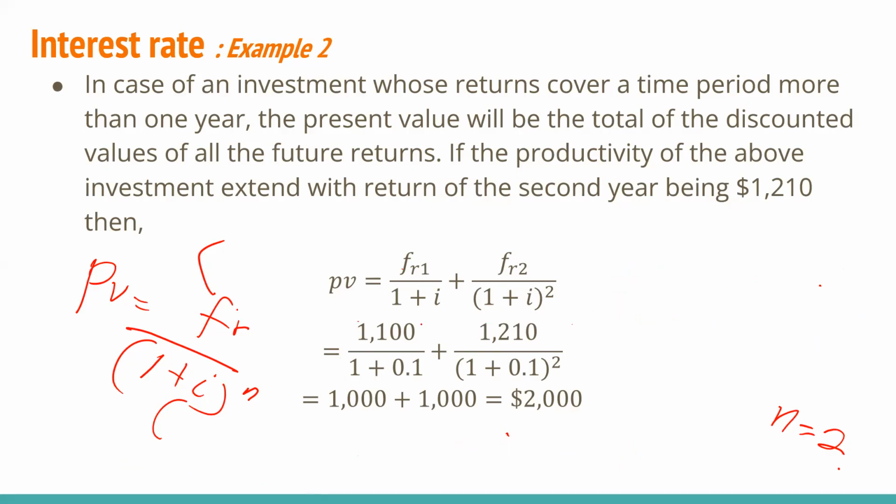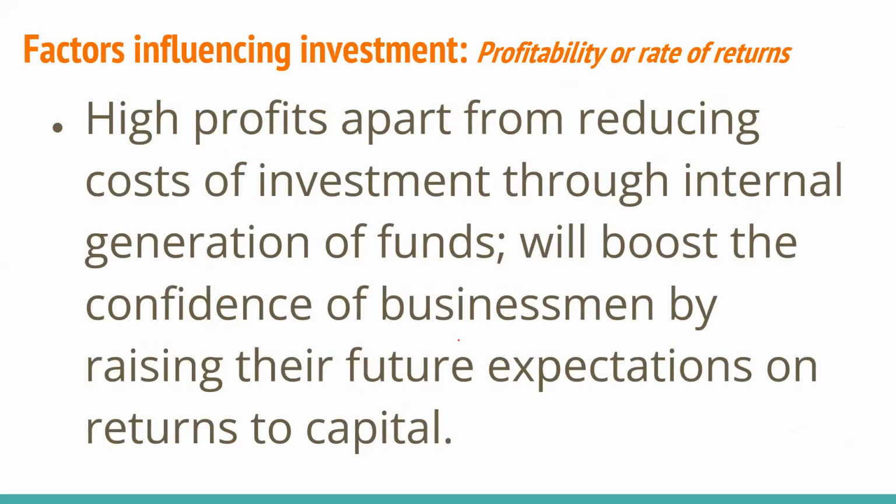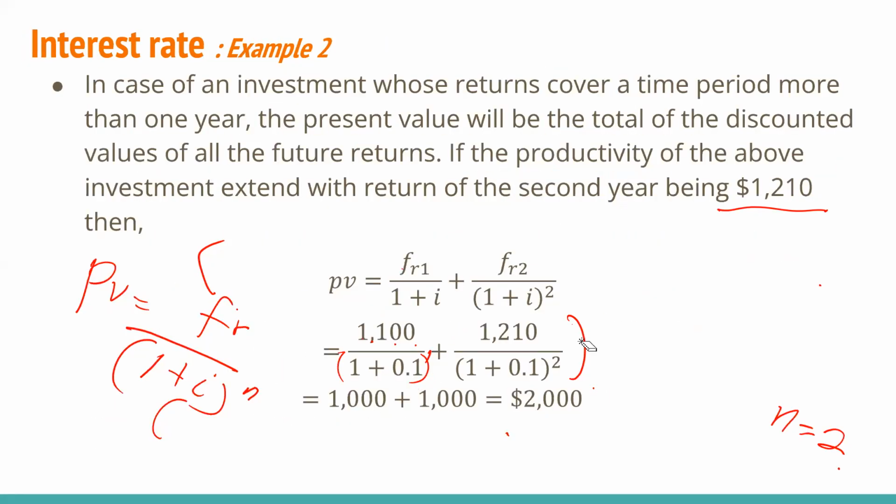You remember that one was for the first year. Now for the second year, we have been given the future return as 1210. So we shall just use that formula the way it is. The previous future return, 1100 over 1 plus 0.1, of course this one is in brackets raised to power 1, so we're just leaving it as 1 plus 0.1, plus the future return for the second year, 1210, as you can see here. That is what has come here. Then 1 plus 0.1 in brackets squared.